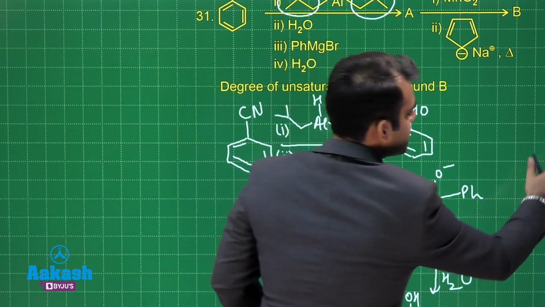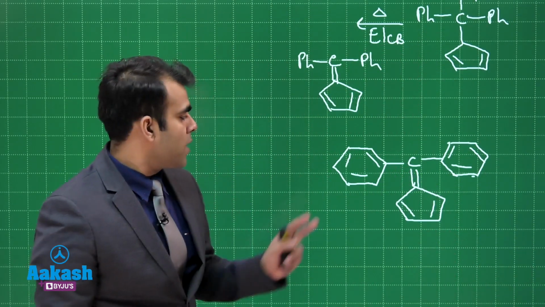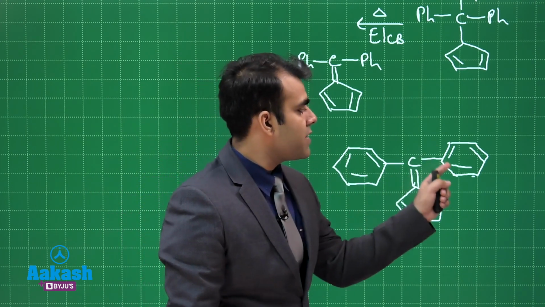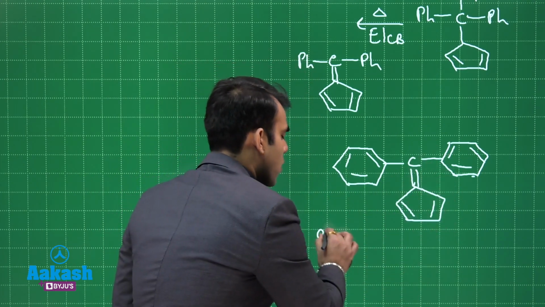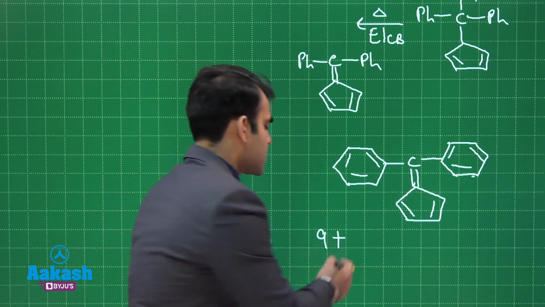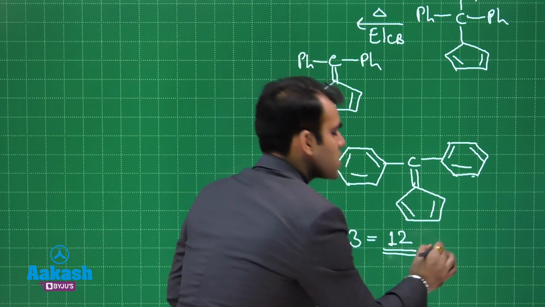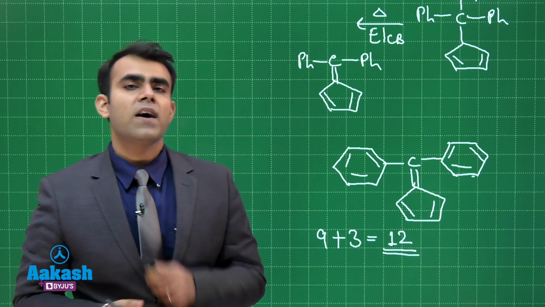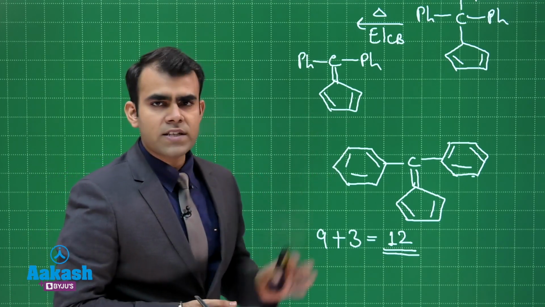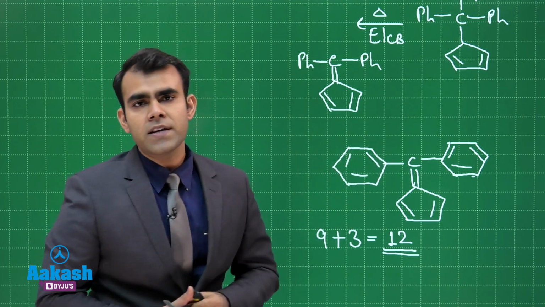Now the degree of unsaturation is basically the number of pi bonds and the rings in the compound. So here I have 1, 2, 3, 4, 5, 6, 7, 8, 9. 9 pi bonds plus I am having 1, 2 and 3 rings. So if I add it, we will get 12. So this 12 is the degree of unsaturation in this compound. So the question is easy. Not that easy, but yeah, you can approach the question easily.